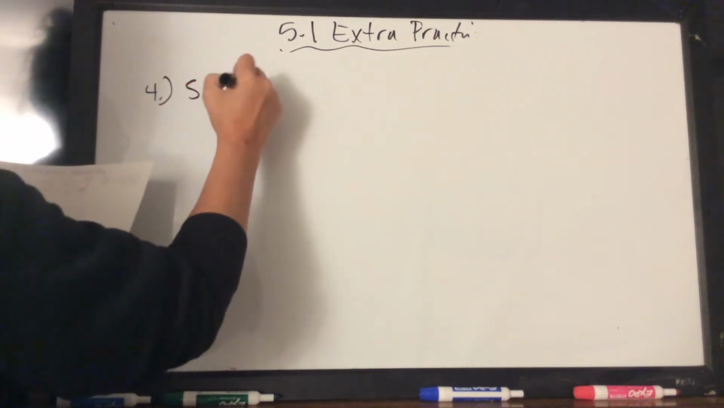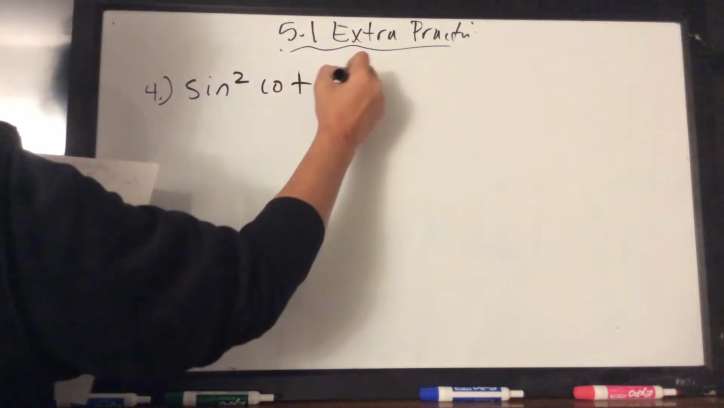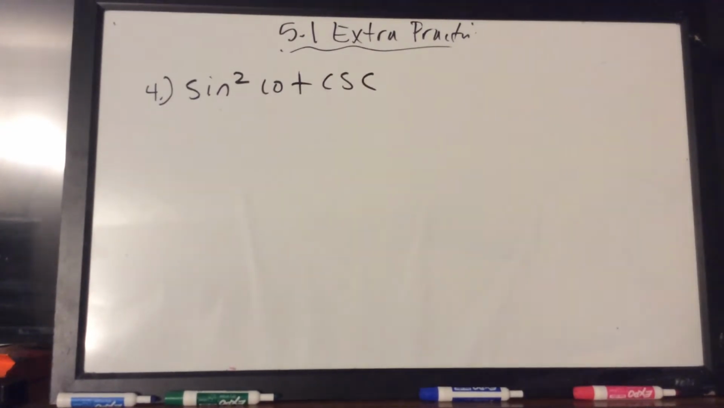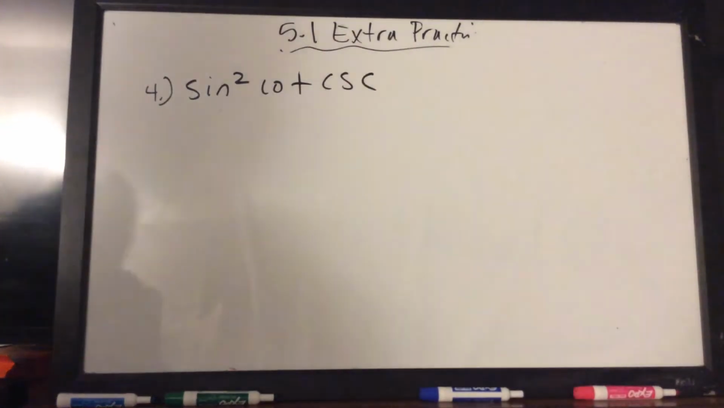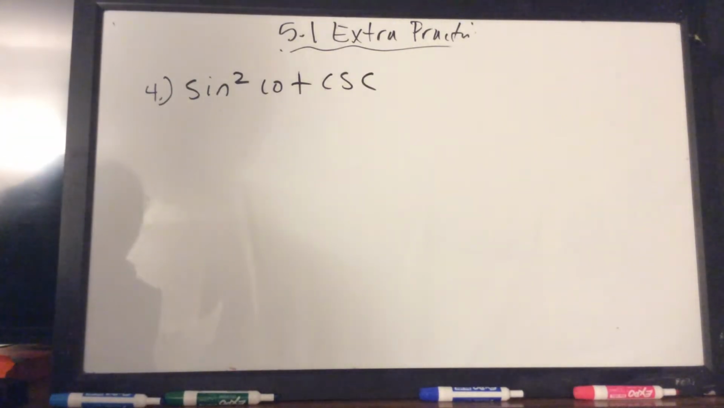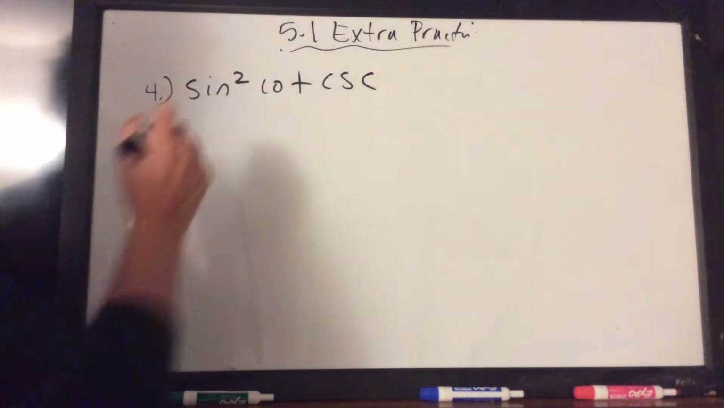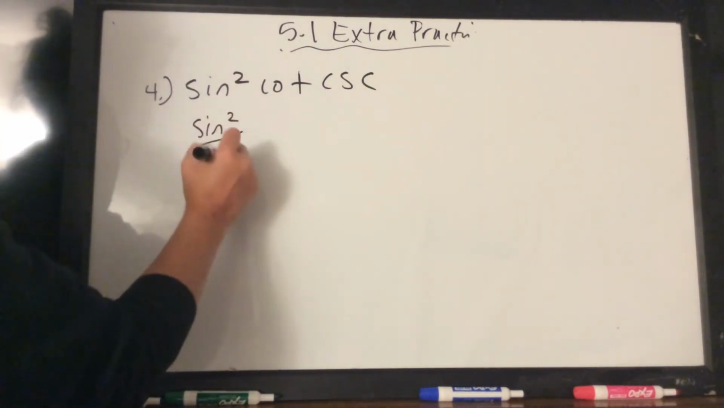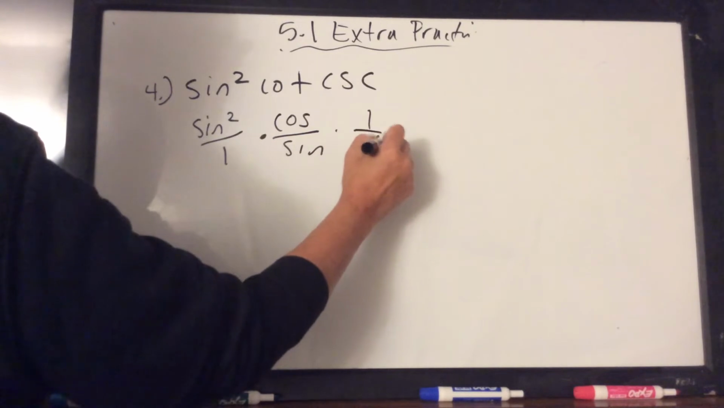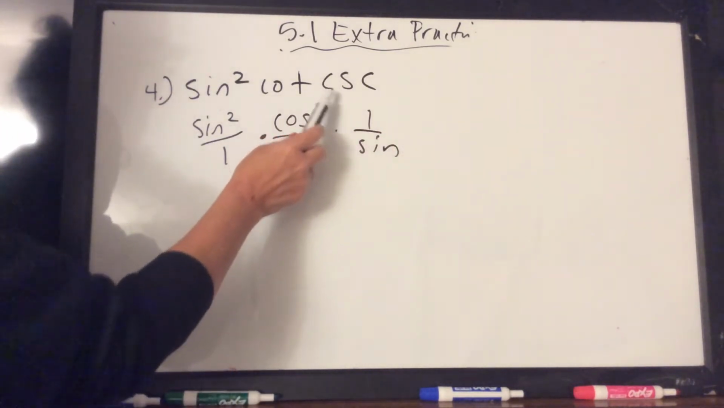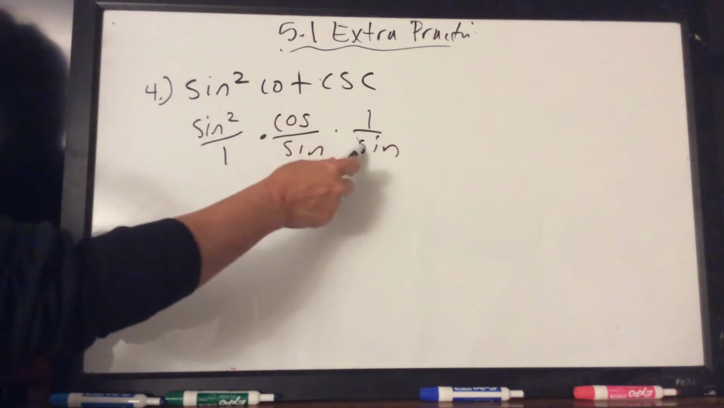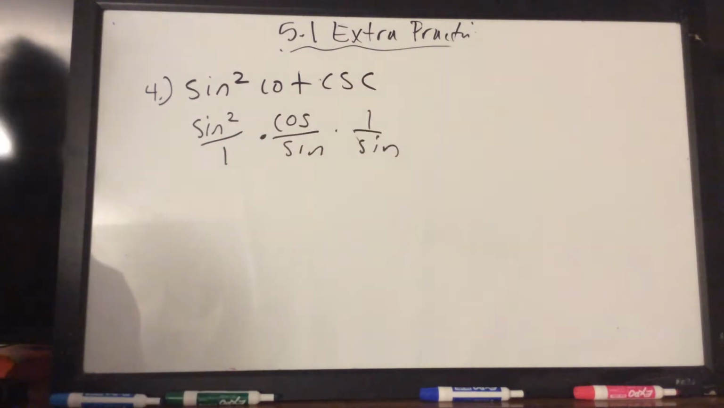Number 4. Sine squared, cotangent, cosecant. Okay? So, again, this is another one that's multiplication. Not awful. Switch them into sines and cosines and see what you can cancel. Please keep in mind, some are squared, some are not. So sine squared over 1. Cotangent would be cosine over sine. Cosecant is 1 over sine. Again, remember, C and S are what goes together. That's how I kind of remember that. Cosecant goes with the sine. Cosine goes with secant. Okay?